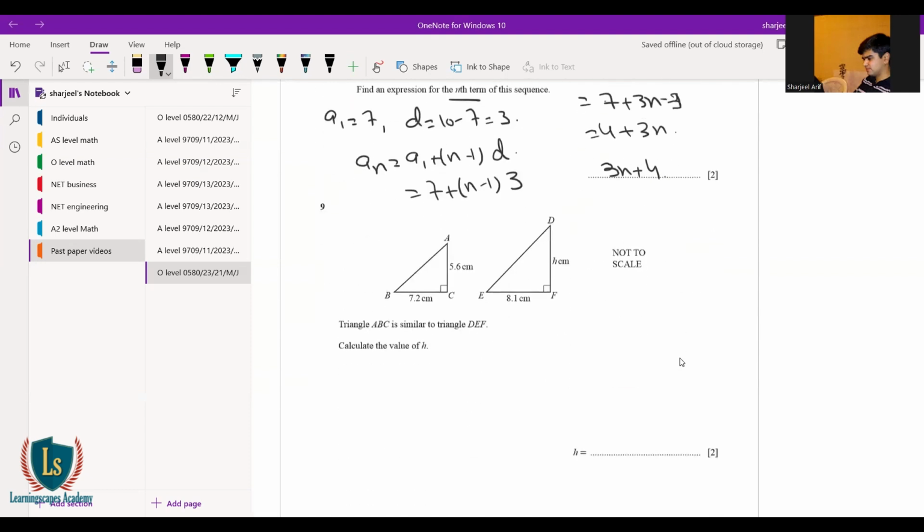For question number 9, we have to use the law of similarity. We have to compare the lengths. So this will be equal to 8.1 over 7.2, which is equal to h over 5.6. Simplify it to get h equal to 6.3, and that would be our answer.